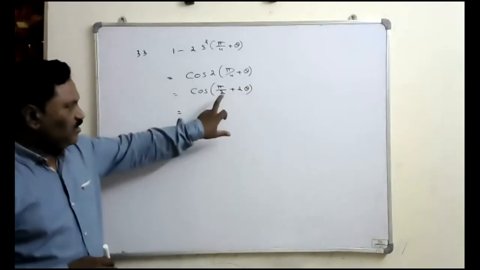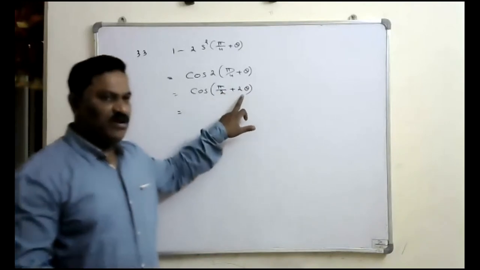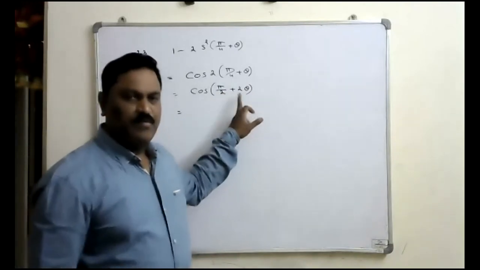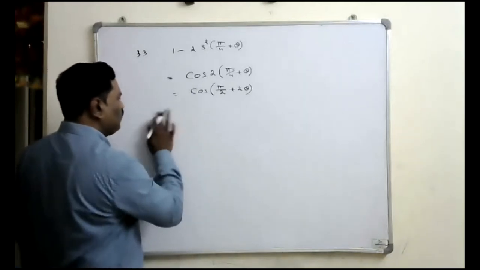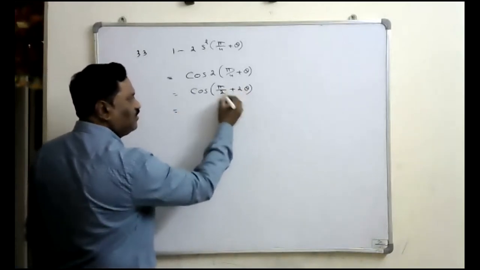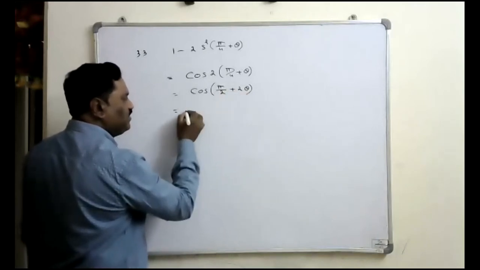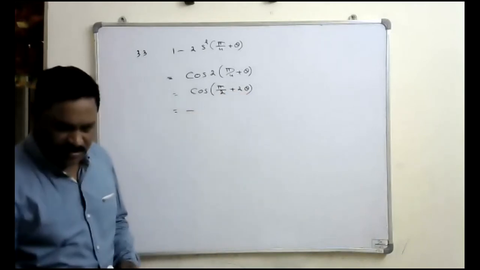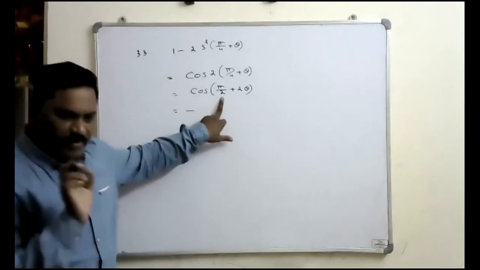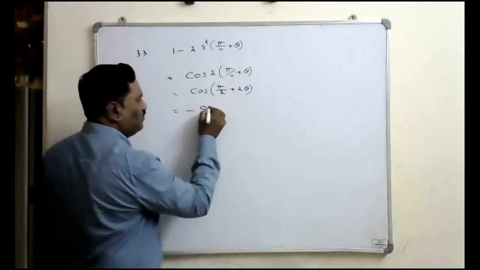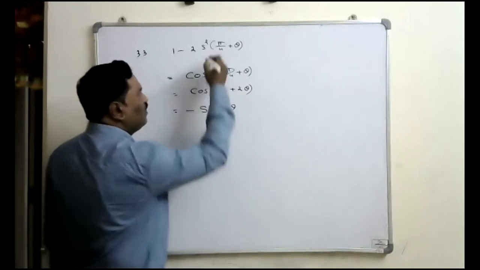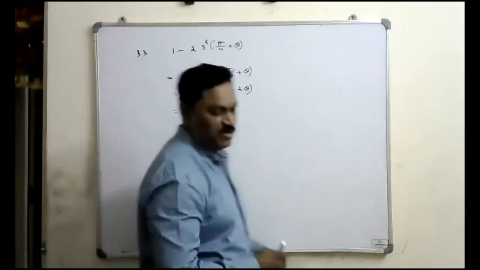Observe the angle here, pi by 2 plus 2 theta. In which quadrant does it lie? It lies in the second quadrant. In the second quadrant, cos is negative, so you have to take the minus sign. When the angle has pi by 2, cos changes to sine, so it becomes sine 2 theta. Therefore, you can write this as 1 minus sine 2 theta. That is the answer.